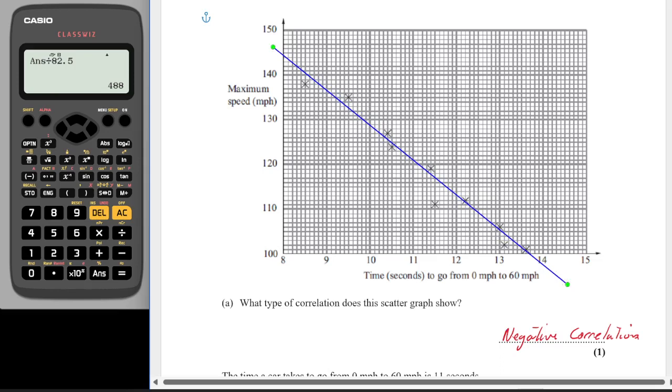And then I need to go at 11 seconds. I need to do a line up to my line of best fit. And then from 11 seconds, I'm going to go across. So this graph is going up in ones. So I'd make that 121.